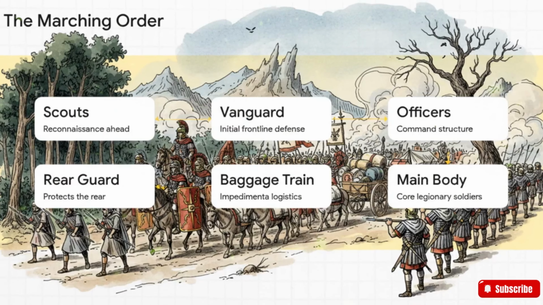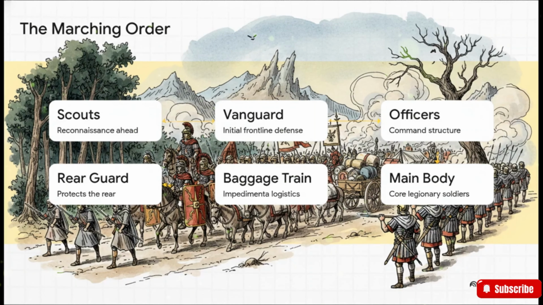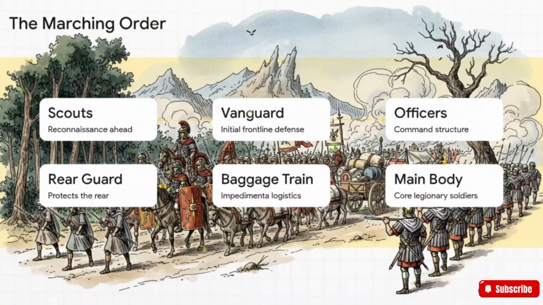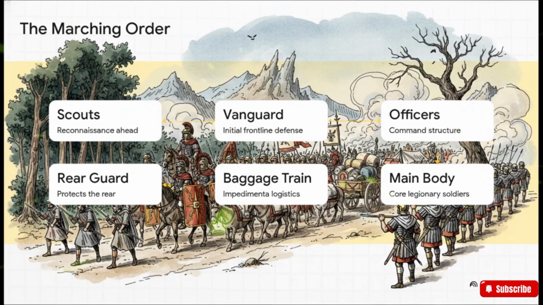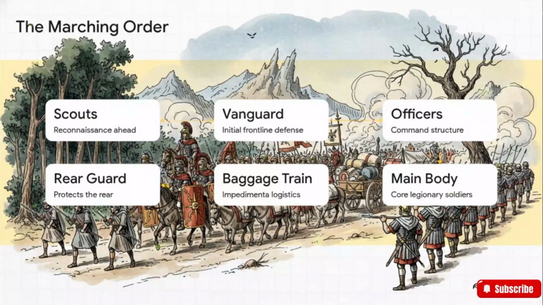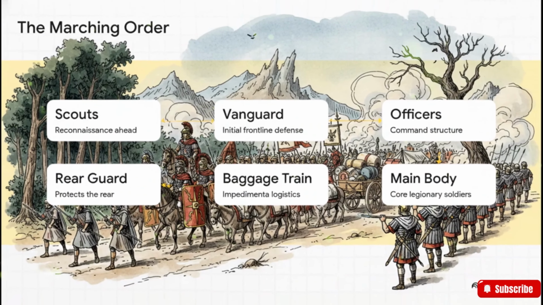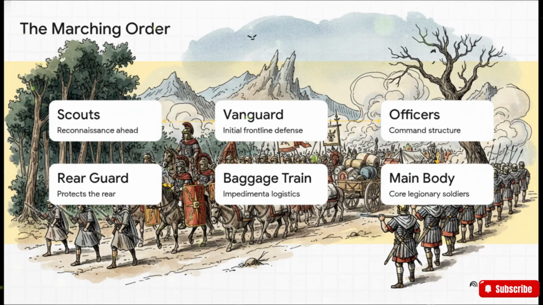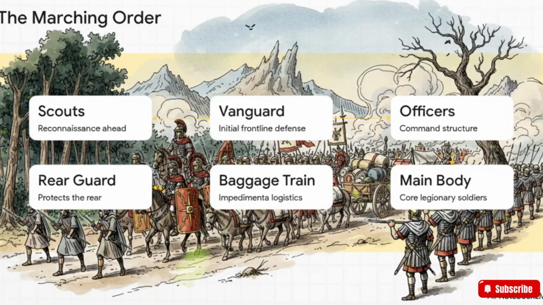But of course, to get to those frontiers, this machine had to actually move. And the standard marching order, it was a highly disciplined ritual. First, you've got your scouts, then the vanguard, the officers, the main body of legionaries, the massive baggage train, which they called the impedimenta, and finally, the rear guard. A marching column of 7,200 men and 1,900 animals would literally stretch 1.9 kilometers long. It acted as a highly vulnerable but incredibly disciplined mobile power core, slicing its way through hostile territory.